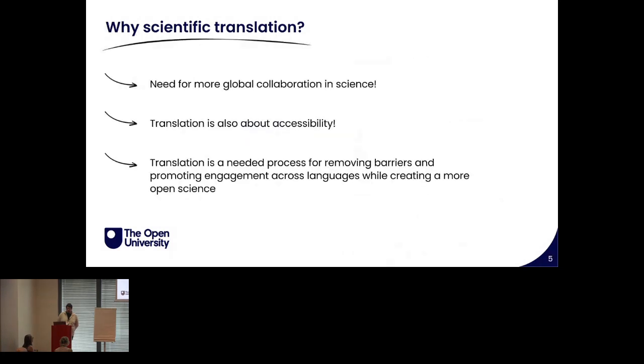And so to recapitulate, why scientific translation? A need for more global collaboration in science. Translation is also about accessibility, and translation is a needed process for removing barriers and promoting engagement across languages while creating a more open science.